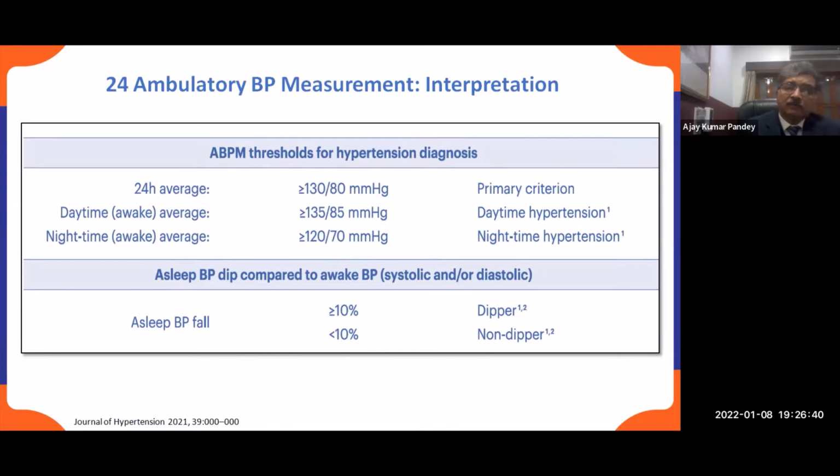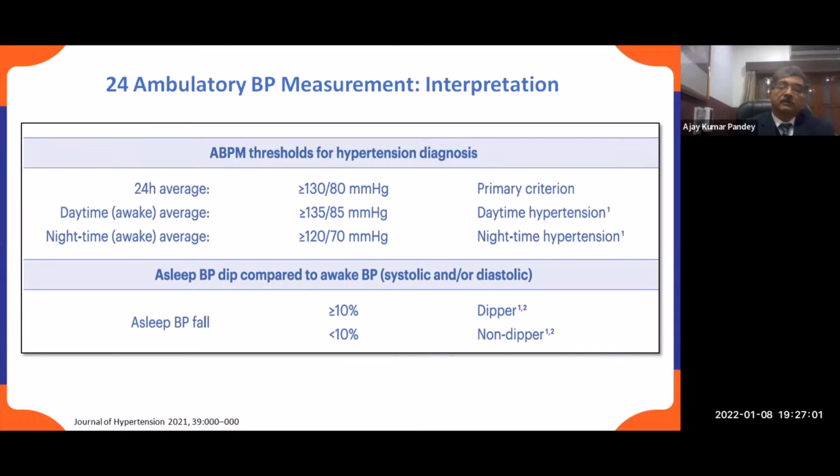With a 24-hour ambulatory BP measurement, if the 24-hour average is 130 by 80, it's okay. Daytime awake, if it is more than 135 by 85, it is called daytime hypertension. If the nighttime average is more than 120 by 70, it's called nighttime hypertension.